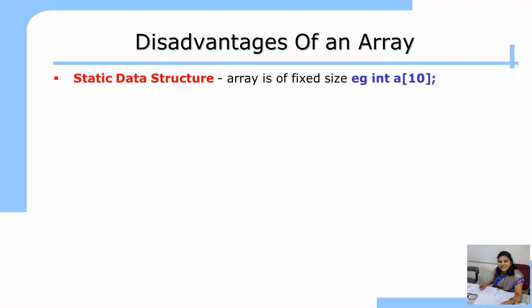First, static data structure. Array is of fixed size, which means if I declare integer a of 10, as one integer element takes 2 bytes, 10 elements will take 20 bytes. So array A will allocate 20 bytes of memory, whether array A is using all this memory or not. This is what static data structure means. The array size is fixed. Fixed memory size is allocated to the array.